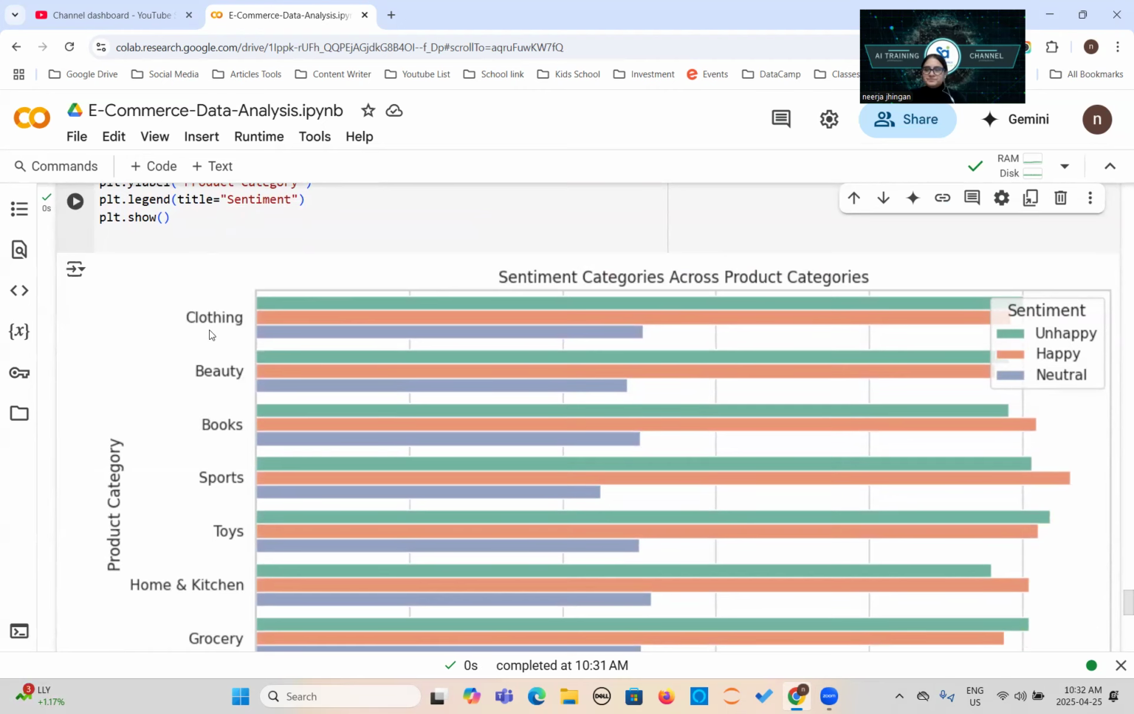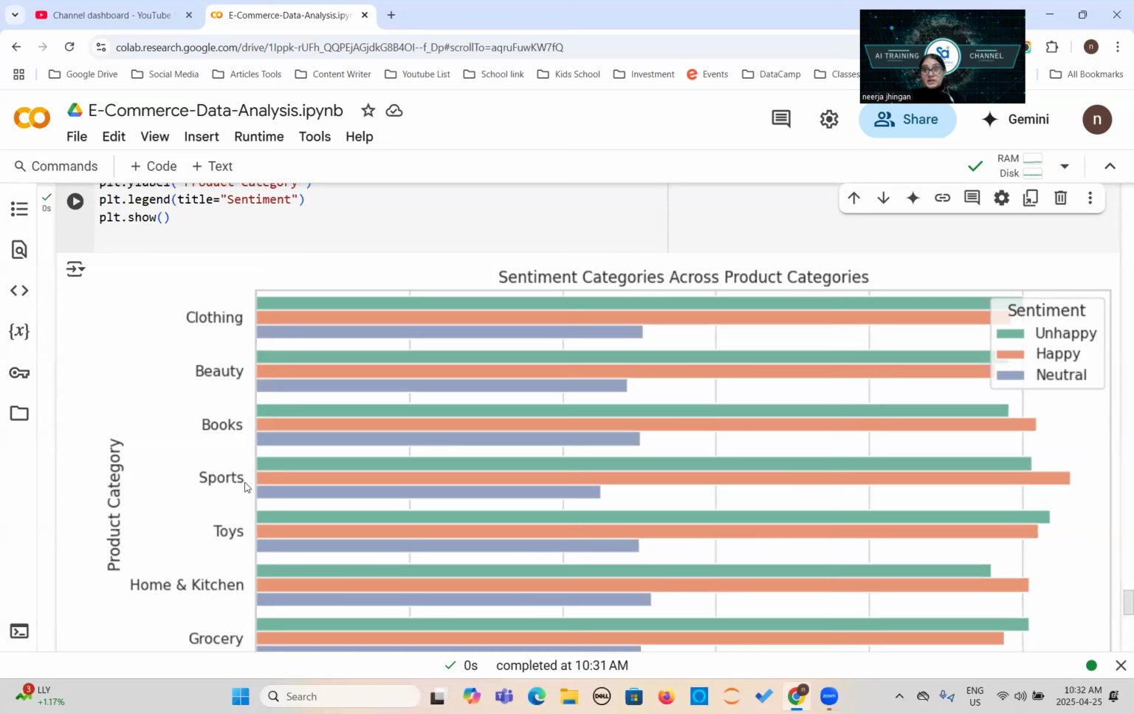So clothing has happy and unhappy equal, but neutral is okay. And if you look at this one, more happy customers are with sports. We also saw that people are spending more money there, right?